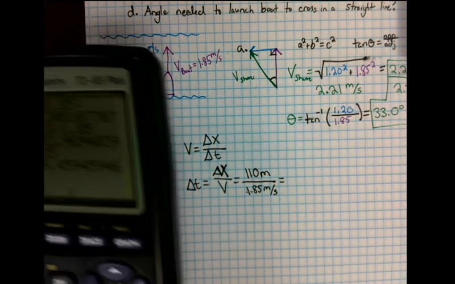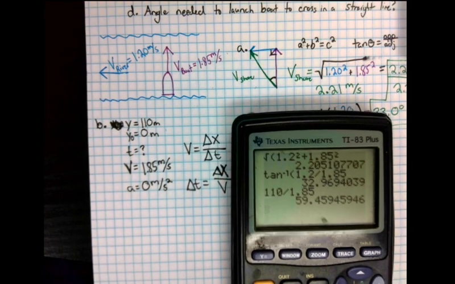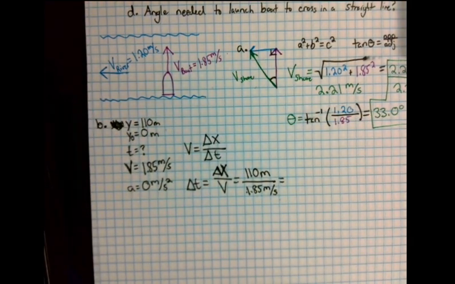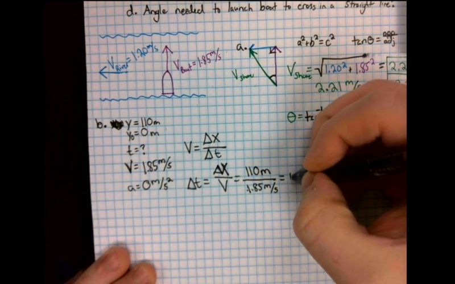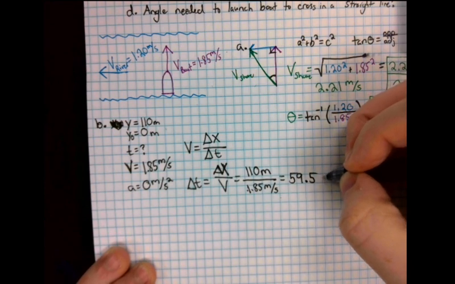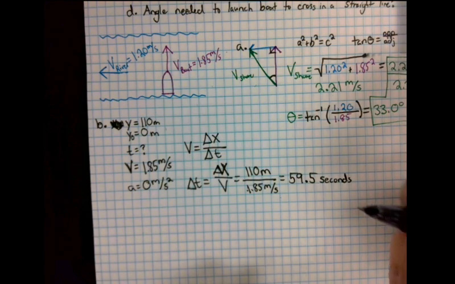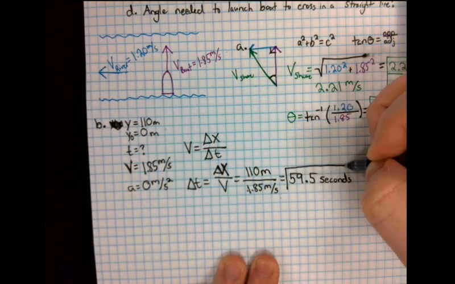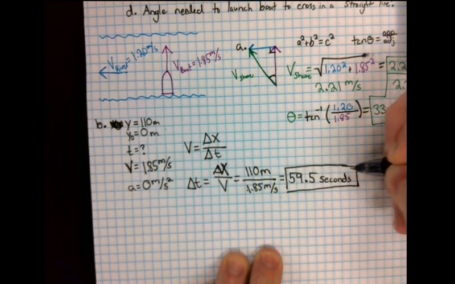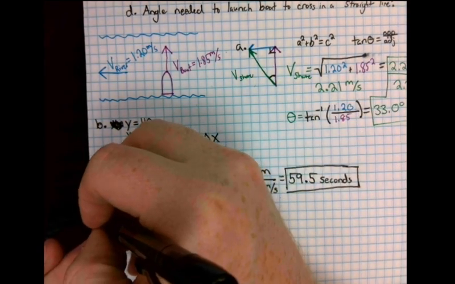We get a time of 59.4594, whatever. We're going to 3 sig figs, though. So we're going to do 59.5 seconds to cross. So there's our answer to B. It's going to take about a minute, just a hair under a minute, to be able to travel across the stream. Now question C says, how far downstream will they move?